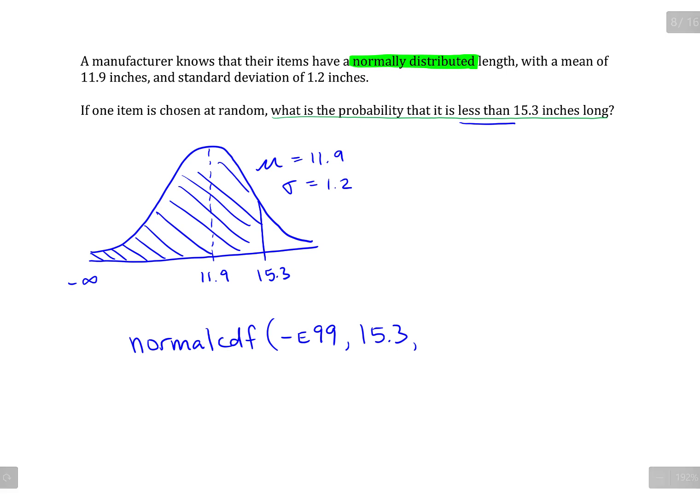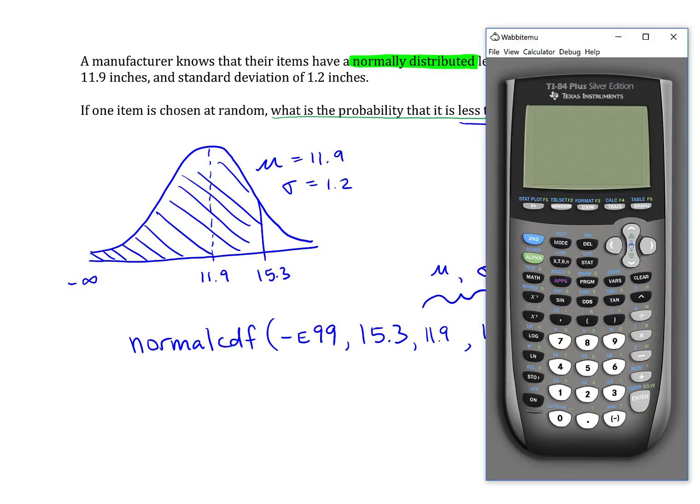The last two inputs are a mean and standard deviation. So, mu and sigma, so the mean and standard deviation. So the mean in this case was 11.9, and the standard deviation was 1.2. The nice thing about this function is that it will take this mean and standard deviation and calculate z-scores for each of the first two inputs, and then use normal CDF for z-scores. You could calculate z-scores first and then run your normal CDF, but this is one of the easier ways.